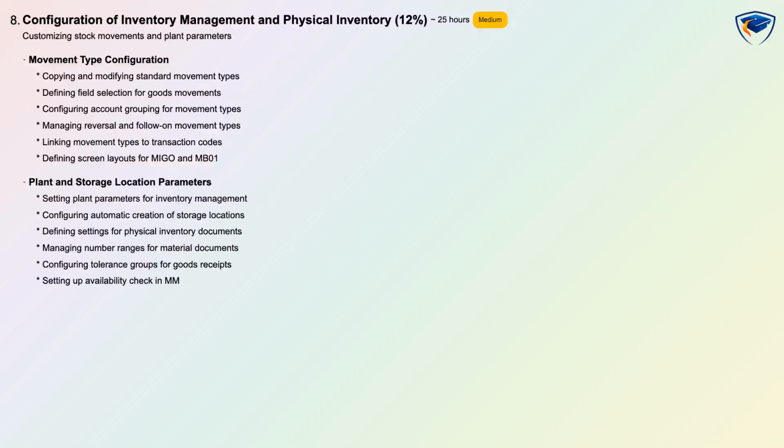Configuration of inventory management and physical inventory is 12% and focuses on customizing stock movements and plant parameters. It is medium difficulty with about 25 hours of hands-on and conceptual learning. You will practice copying and modifying movement types, defining field selection and account grouping, linking movement types to transaction codes, and configuring plant and storage location parameters such as automatic storage location creation, physical inventory document settings, number ranges, tolerance groups, and availability checks.